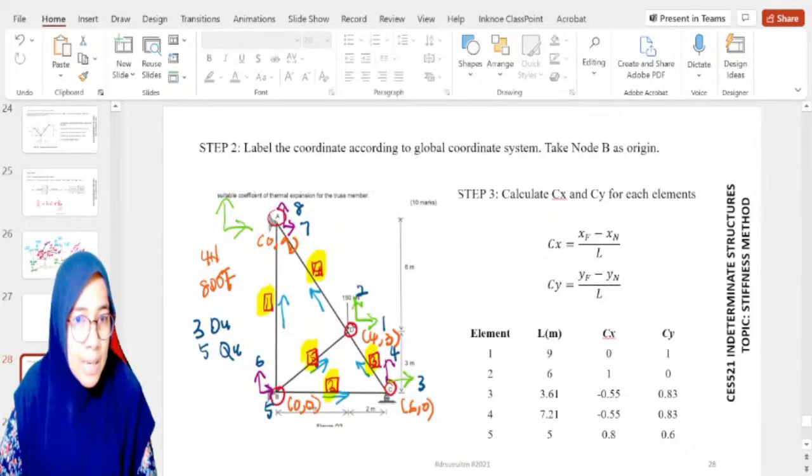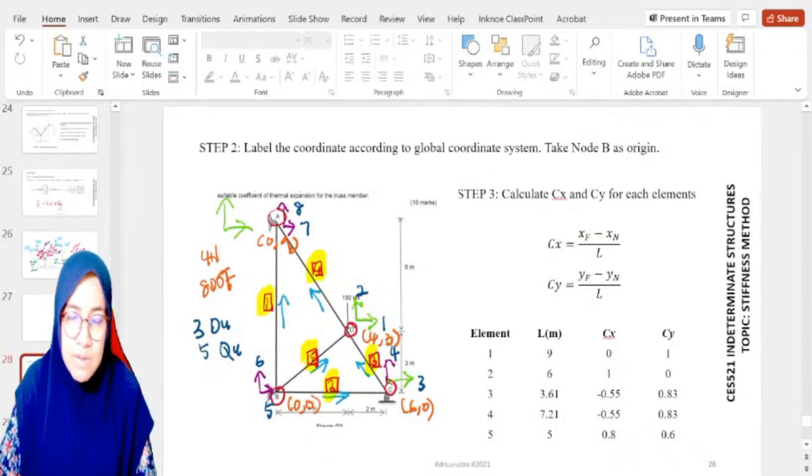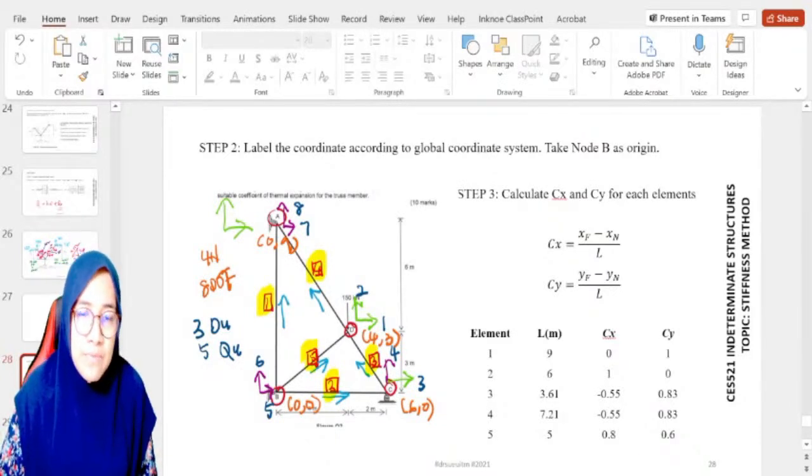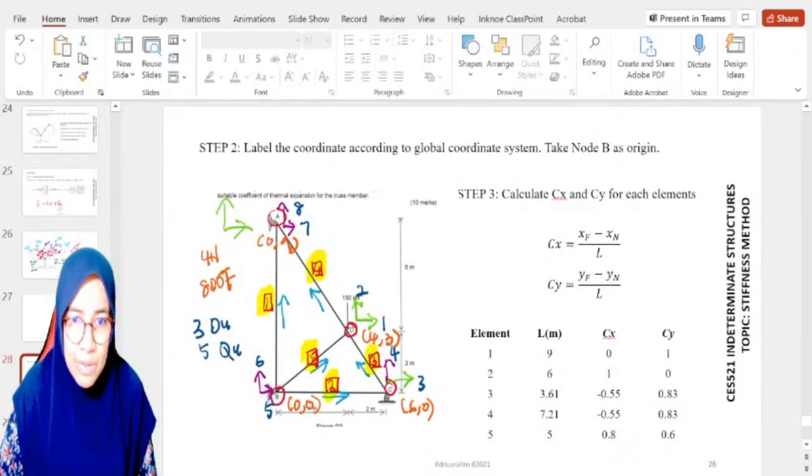For element number 1, for example, the length is 9 meters. For Cx, it is 0 minus 0, divided by the length 9. That is why we get 0. So a vertical member will basically be 0, 1. Cy will be 1, and the negative or positive depends on the arrow. For a horizontal member, like element number 2, we will get 1, 0, because Cx will be 1 and Cy will be 0.